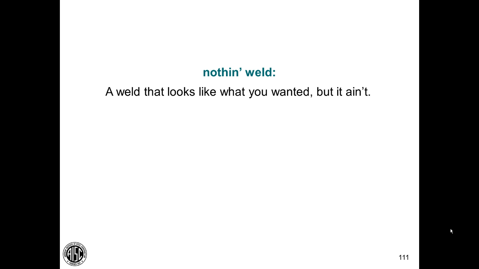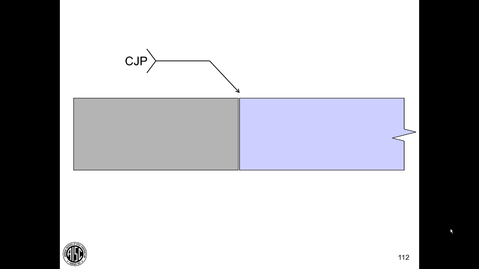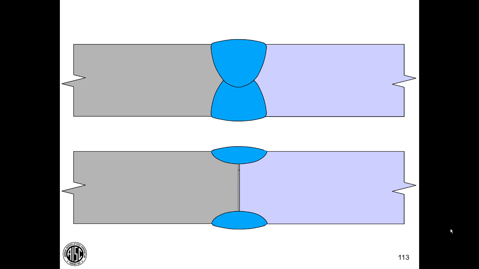Let's go back to our CJP groove weld. You want a joint that's fused through the full cross-section. That's your objective. But the contractor doing the work gives you this. Here we have welds that do not fuse through the full cross-section. Now this would not be a pre-qualified joint detail. That's why D1.1 would not allow this unless we did procedure qualification testing. But what I want you to see from this is visually, externally, these welds could look the same. But they're certainly nothing like what I want. The bottom example is a nothing weld.